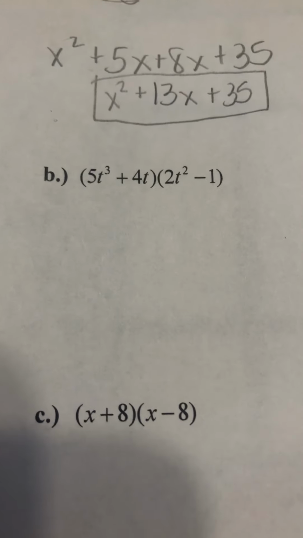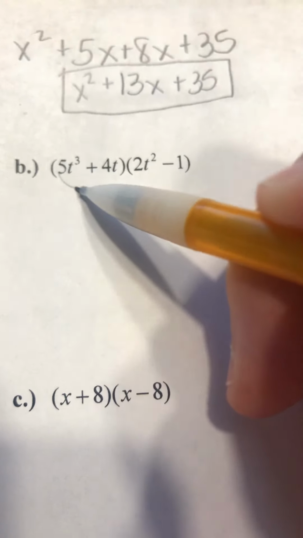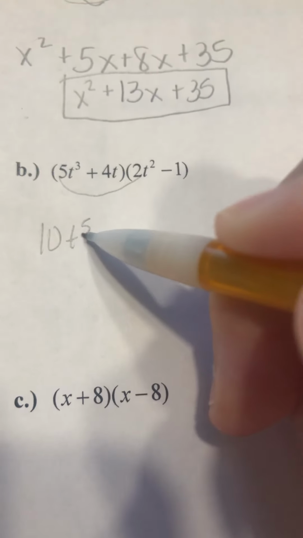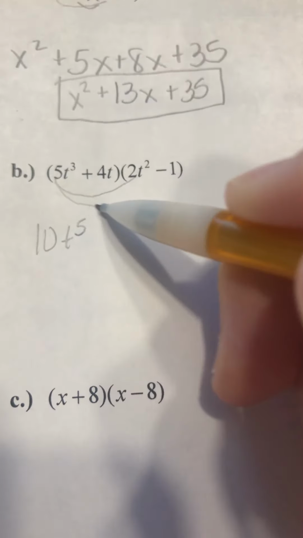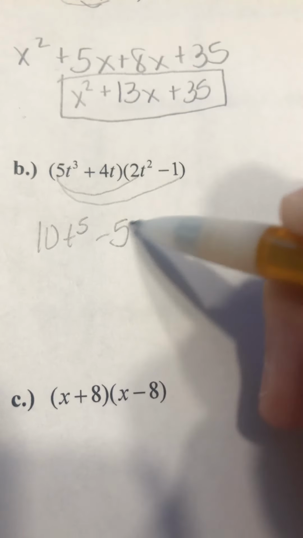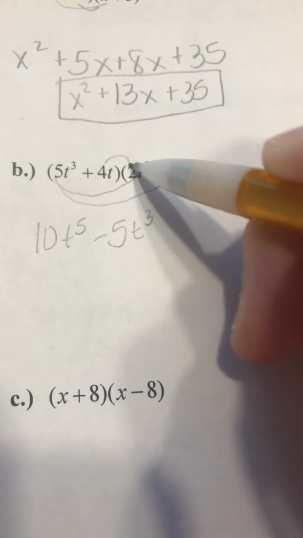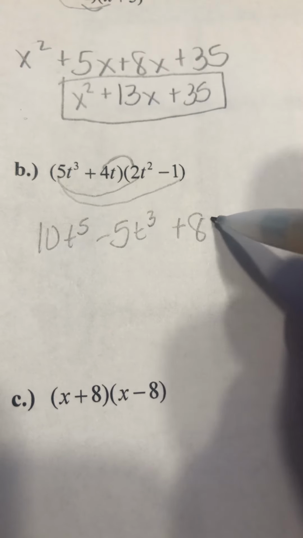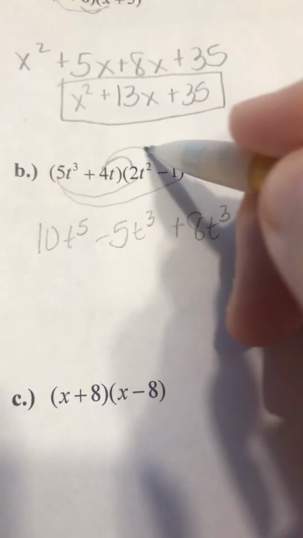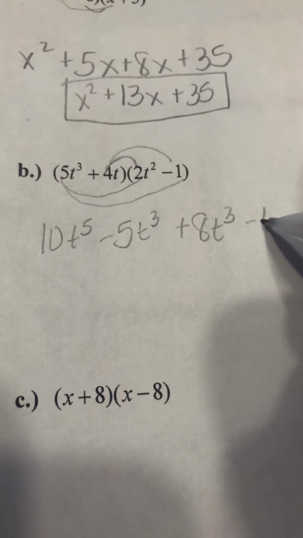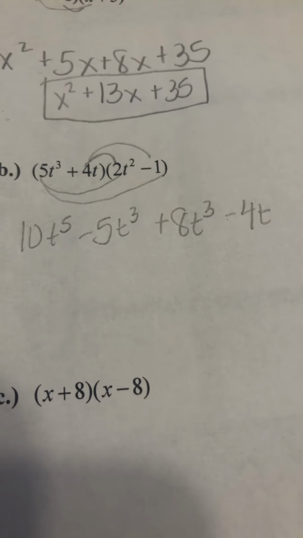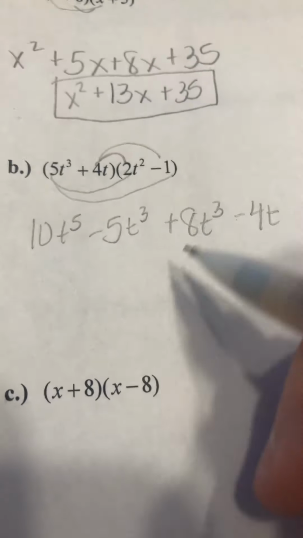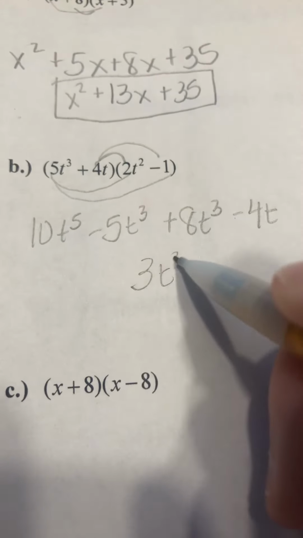Another binomial times a binomial. So multiply those, it's 10t to the 5th. Add the exponents. Outers minus 5t cubed. Inners 8t cubed. And last 4t times negative 1, so minus 4t. Remember, look at it and see what can be combined. These are alike, so you add the coefficients, the variable piece stays the same.